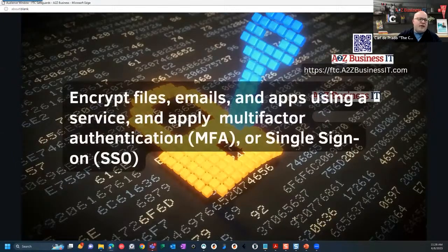Again, the other part is, everybody falls under this, whether you're above or below 5,000 records: you're going to need to encrypt your files and emails. What do I mean by that? Not all emails, but anything that contains what we call non-public financial information from your clients or your employees. You're also going to need to apply multi-factor authentication, or single sign-on. Again, a control so that passwords alone are not enough for somebody to gain access into the system.